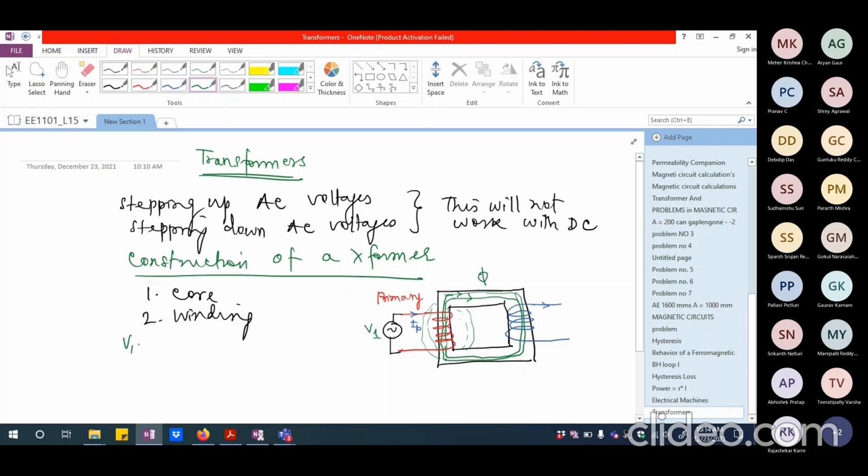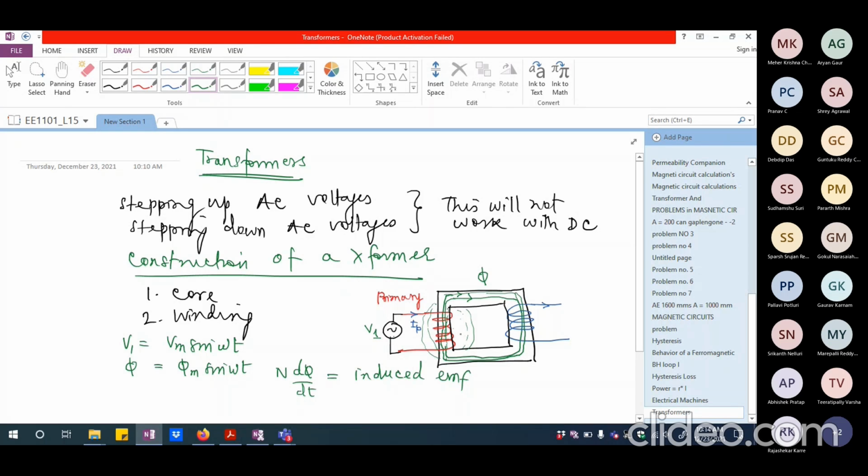If I say V1 equals some Vm sine omega t, I am going to have the flux also having a similar kind of variation. So the flux that is created in the core is going to have this kind of variation. Now, as per Faraday's law of induction, I'm going to have N d phi by dt as the induced EMF. And this induced EMF definitely will happen in both primary as well as secondary.